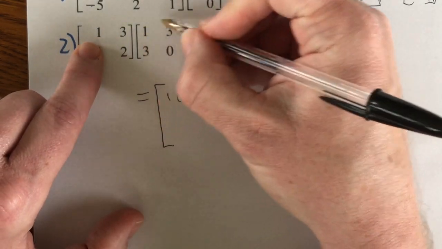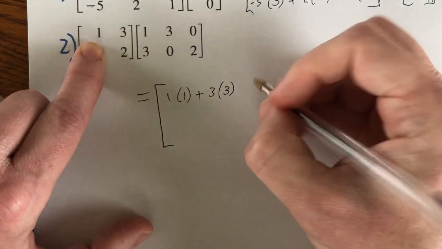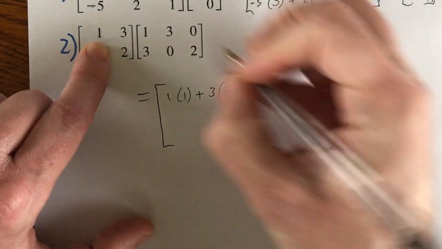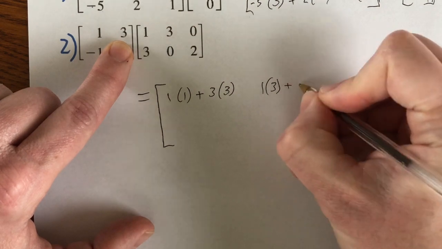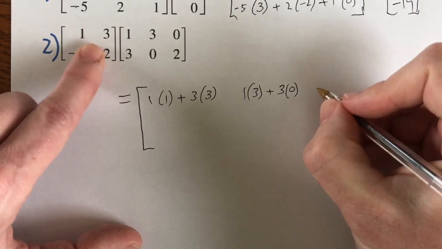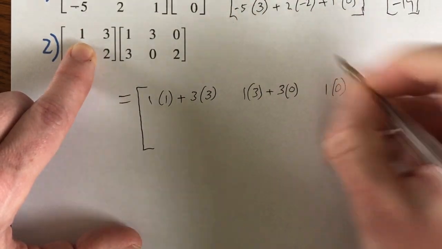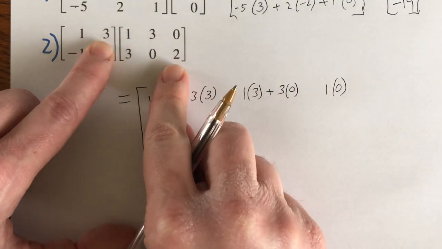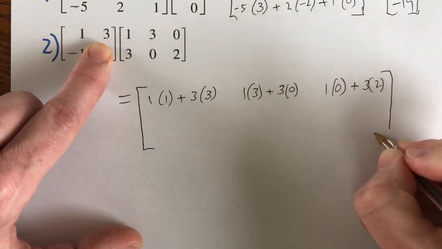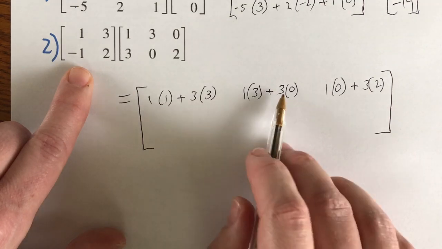Finished with this first column, moving to the second column, staying with the same row. You got to stay with the same row until you run out of columns. So leave a little bit of a space. Then you're going to do 1 times 3 plus 3 times 0. And leave a little bit of a space. Move on to the final column. 1 times 0 plus 3 times 2. And then close bracket. All right, finish with row number 1. 1, 3. 1, 3. 1, 3.